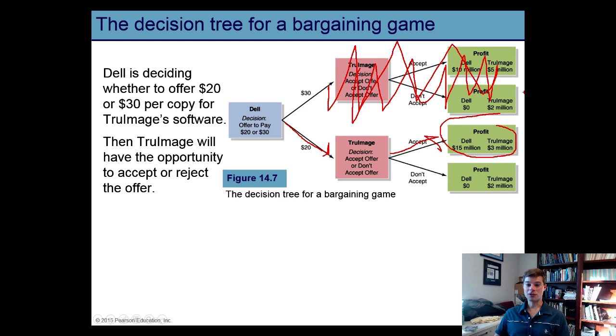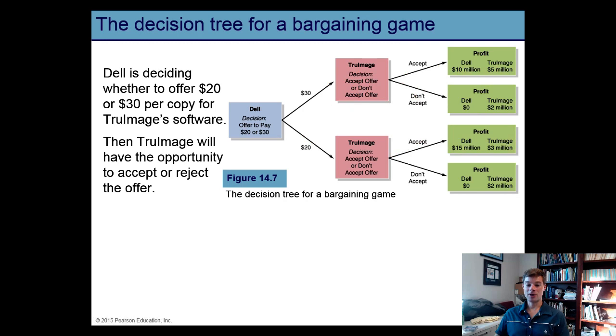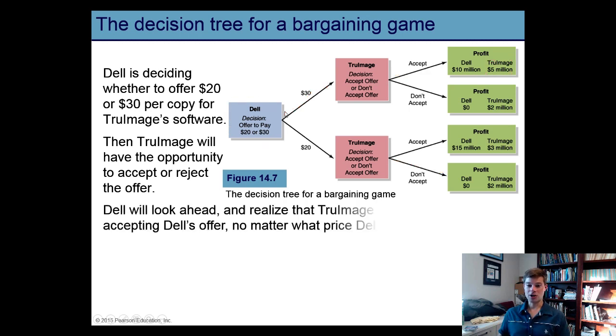Of course, Trulmaj would rather Dell offer them $30. The reason why they would rather Dell offer them $30 is because $30 with an acceptance would generate profits of $5 million for Trulmaj. So what if Trulmaj threatens to reject the offer if Dell offers the low price? This is a threat designed to get the firm that moves first to take a particular action. But Dell will recognize that this threat is non-credible.